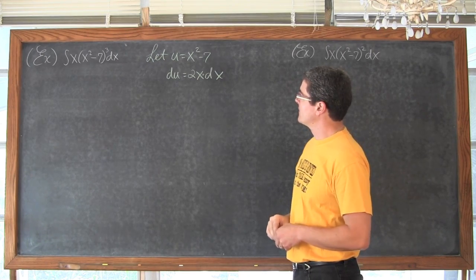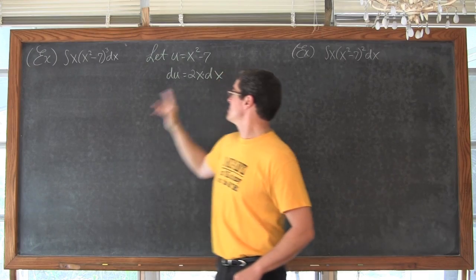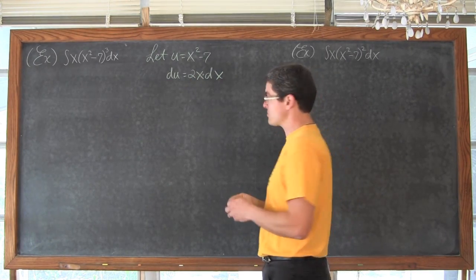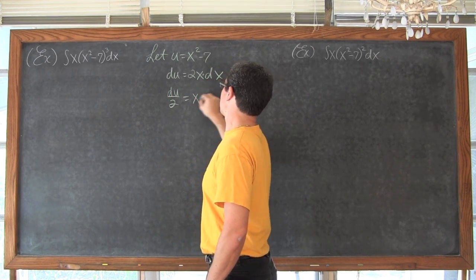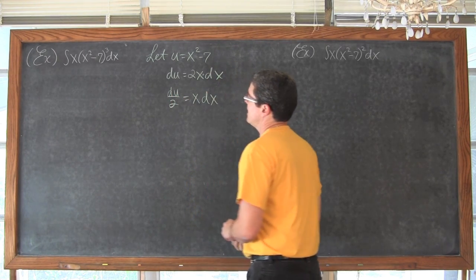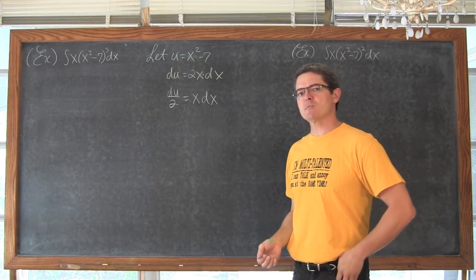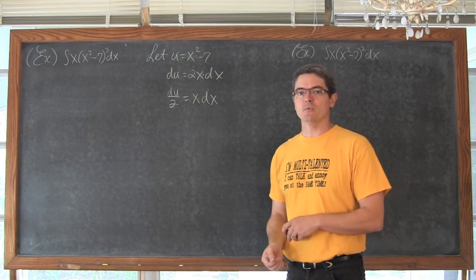Okie dokie. Well, if we do that, as I look through my problem here, this is kind of similar to the previous one. We have x dx, here we have 2x dx. So we're going to want to take that 2 over to the other side. We get du over 2 equals x dx. And since this is kind of similar to the previous problem, let's pause it and reveal the answer, make sure that you get the right answer.